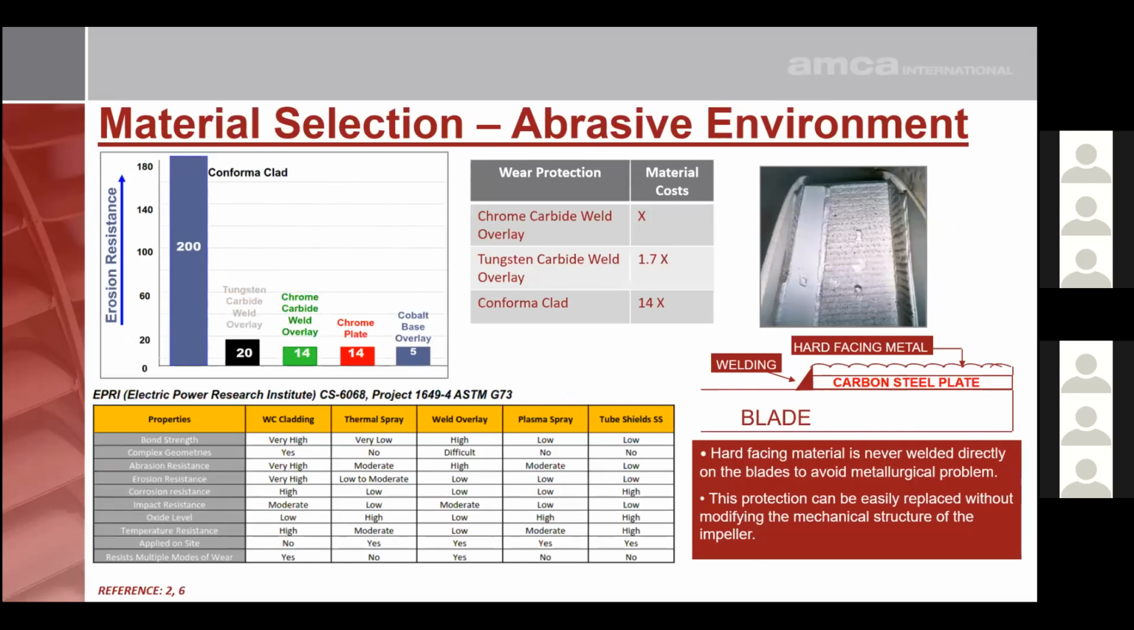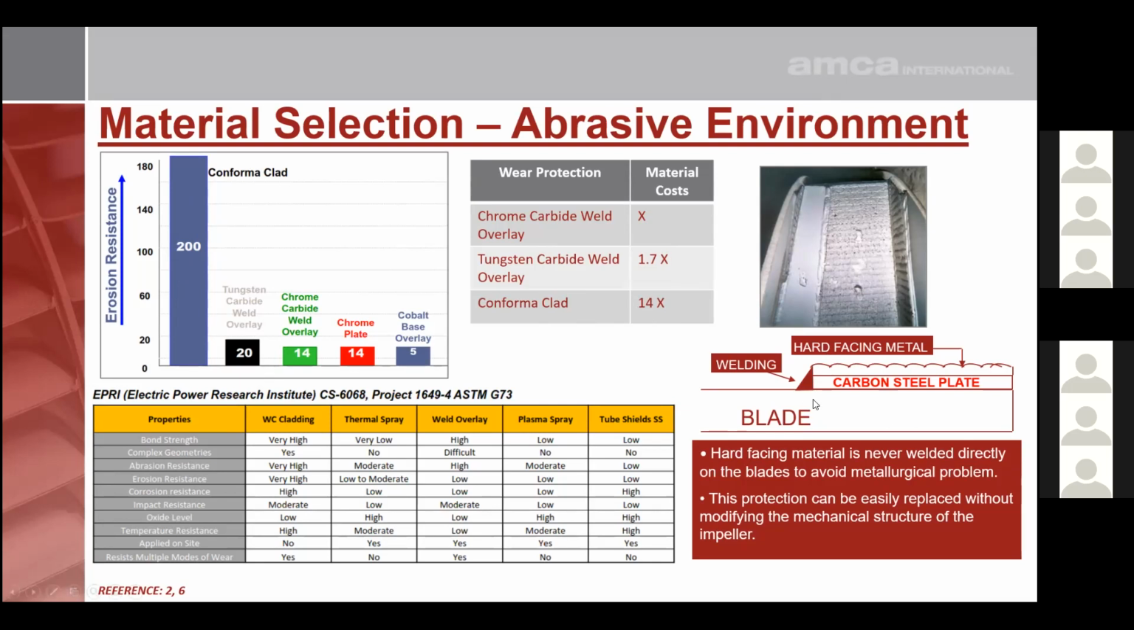Next, we'll go into material selection. If you look at erosion versus life of the fan, you'll see that Conforma Clad is clearly the most impactful, has the longest life in an abrasive environment, but it's also the most expensive. You're looking at 14x the cost. So it comes down to the commercial viability and feasibility of a project. What does the customer hold important to them? Is it first cost or is it long life?